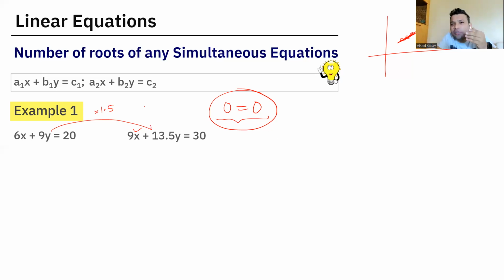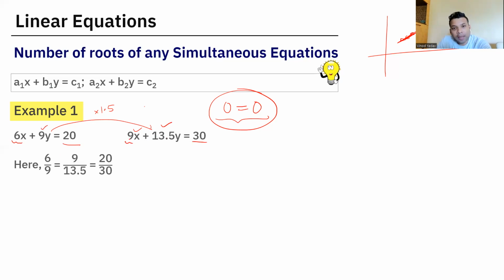Now, how do we identify this in general? Here I told you that I have multiplied the first equation by 1.5. You can check this out. Ratio of the coefficient of x: there it is 6, here it is 9. So 6 upon 9. Take the ratio of the coefficients of y, 9 and 13.5. If you check carefully, both the ratios are exactly the same. Both are 2 by 3. And finally, they will be equal to the ratio of the constant terms.